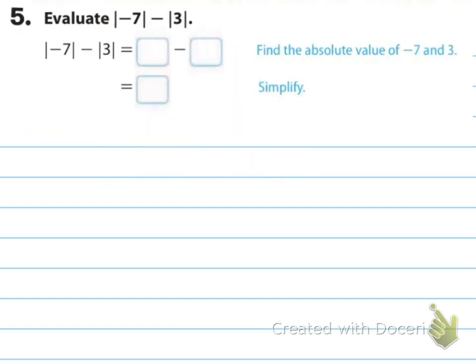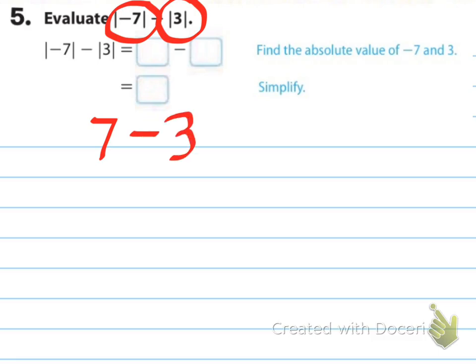Number 5 says the absolute value of negative 7 minus the absolute value of 3. Again, I'm just going to focus in on my absolute values here. The absolute value of negative 7 is positive 7, minus the absolute value of 3, which is 3. And then I'm able to do 7 minus 3, which is 4.